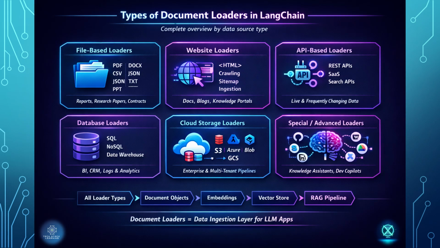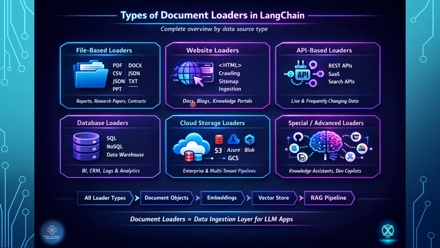So now let's see what types of document loaders are available in LangChain. The first one is file-based loaders, which handle local files like PDFs, Word documents, CSVs, JSONs, or anything, making them ideal for internal documents, reports, research papers and contracts. And then we have the website loaders, which scrape static or JavaScript-rendered pages, crawl multiple pages, or ingest via sitemaps.